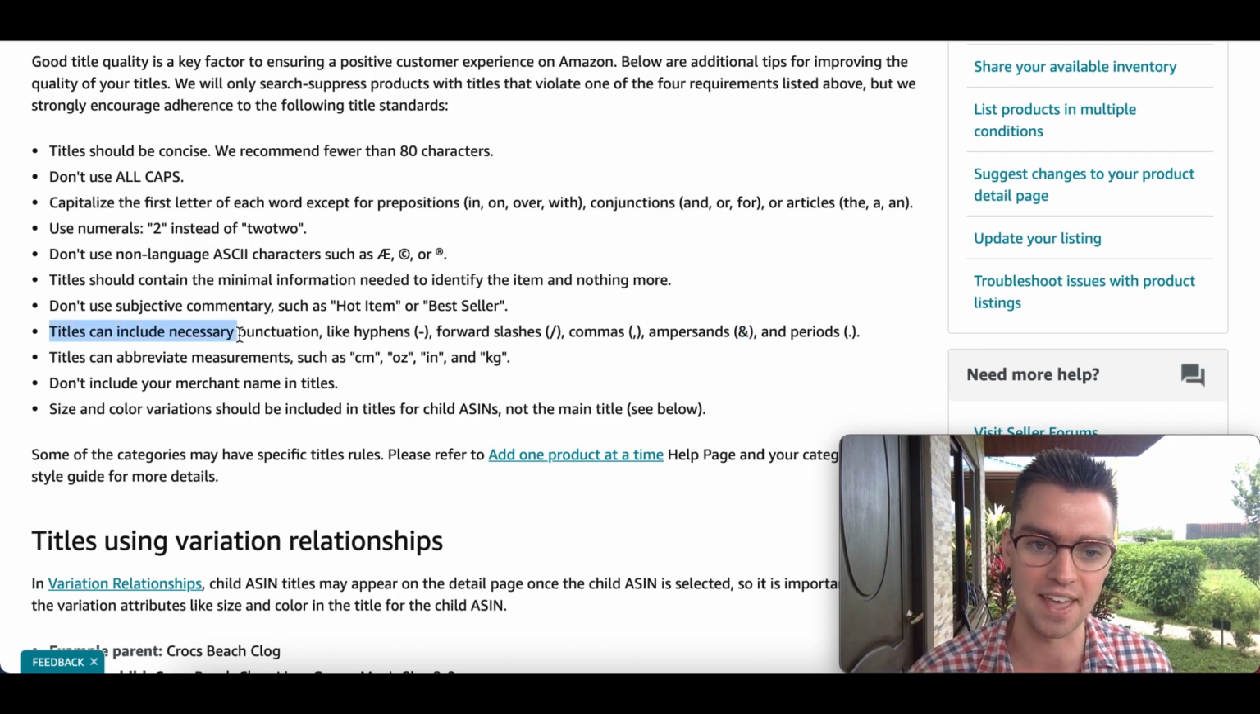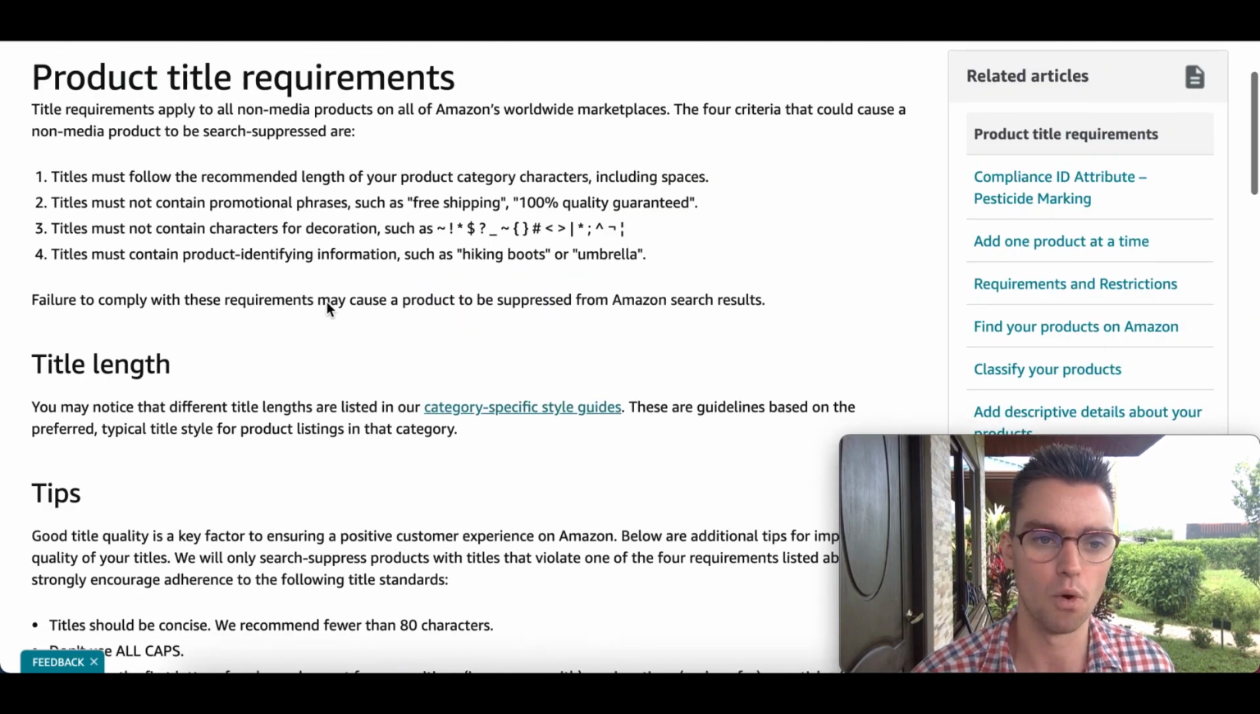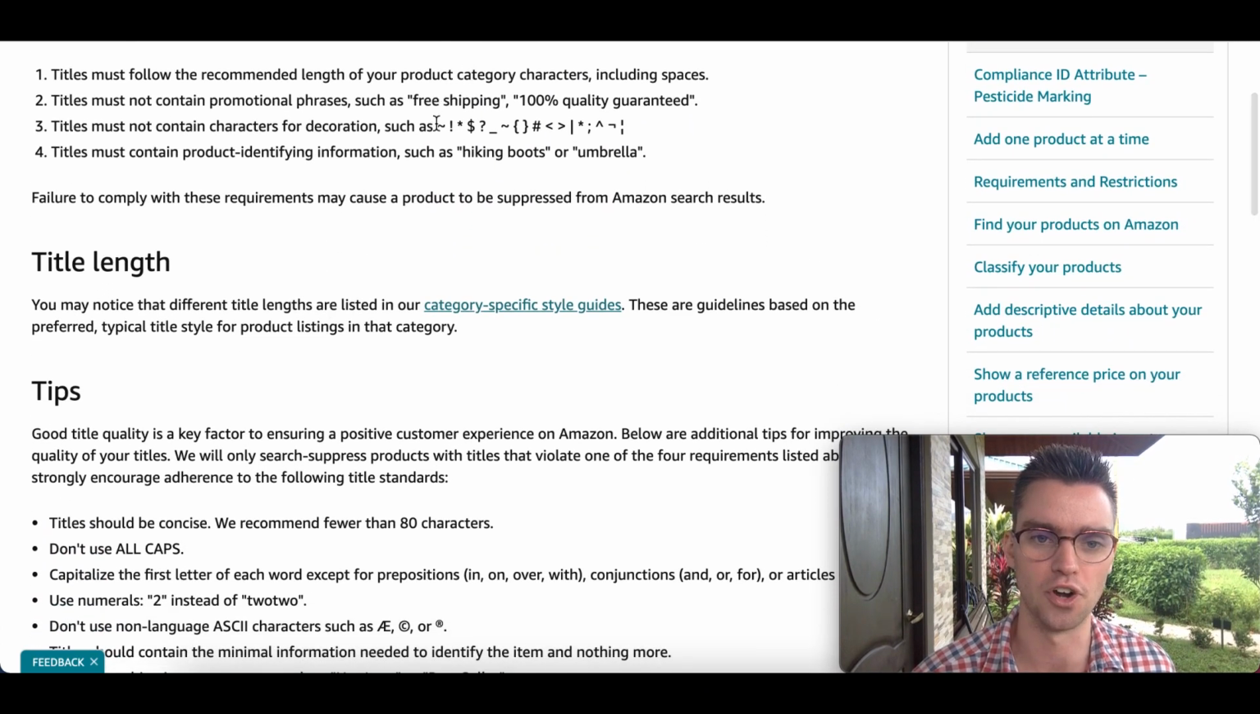So a lot of people have questions about that. These are the characters you're able to use. Where we go back up here, these specific characters you're not able to use. Also, the dollar sign, copyright, or trademark symbol you're also not allowed to use in your title. I get that question a lot, so that's also something else to keep in mind.